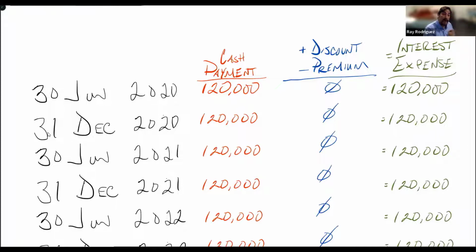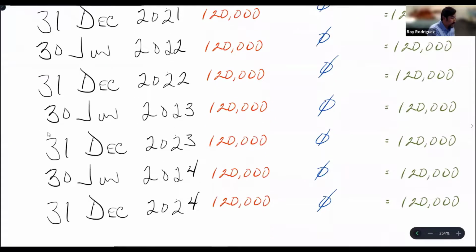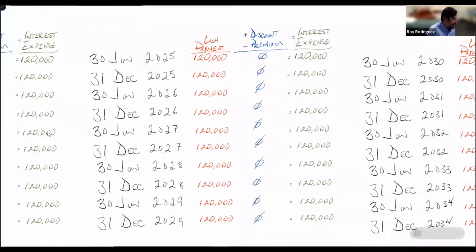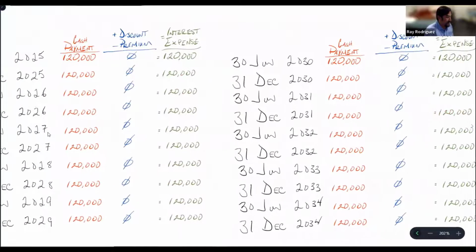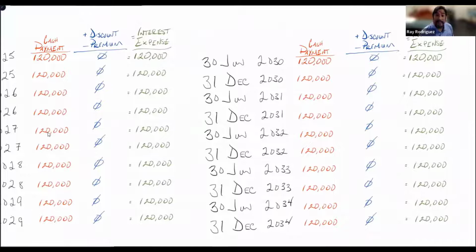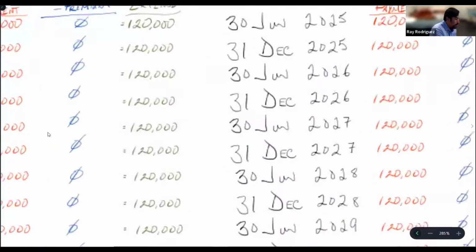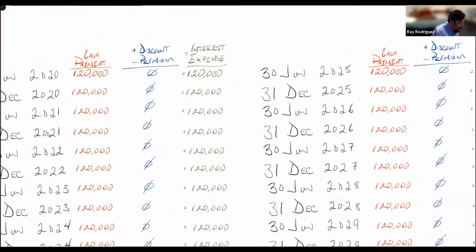So the cash payment adjusted for the premium or discount amortization gives us the interest expense. This is a par problem, so there is no premium or discount adjustment. So the interest expense is also $120,000. We can see this is the same for every single one. I guess I went a little crazy here. There was no need to write them out for all 30 payments, 15 years, twice a year, but I guess I love this stuff. So I wrote it all out, but you can see it's the same thing over and over again. We can also answer question 3 by adding all of these columns here.